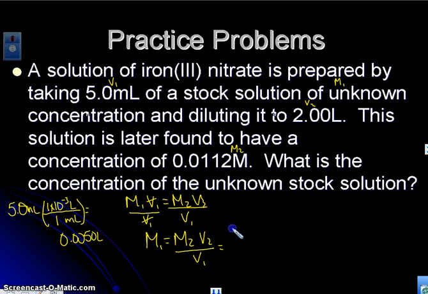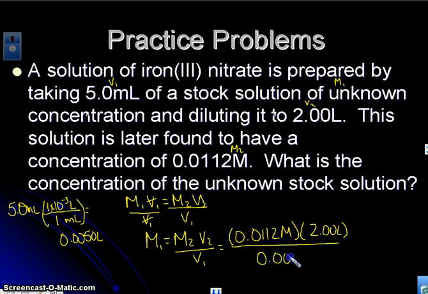Then we just substitute in our numbers. 0.0112 molar for M2, and our V2 is 2.00 liters. And for V1, remember we use our converted number, 0.0050 liters. You notice that our liters cancel out. That leaves us with our unit of molarity. The answer here should be 4.5 molar. Remember, only 2 sig figs in your problem.